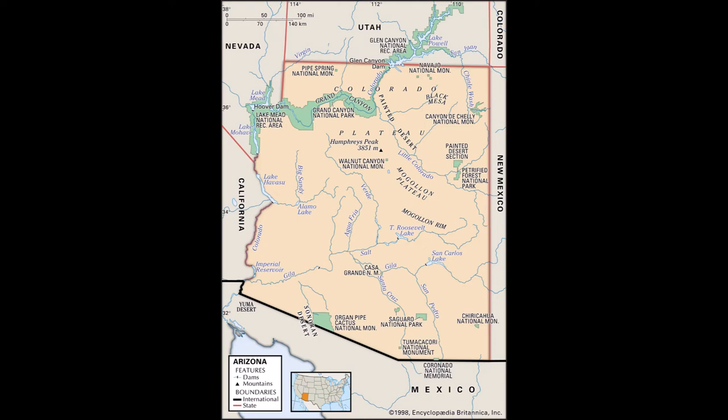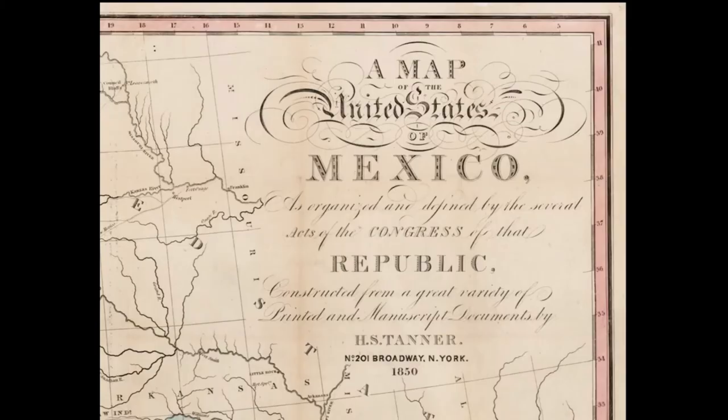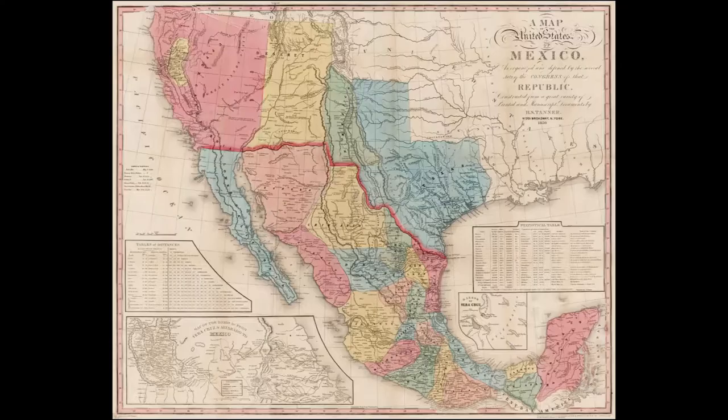Hi everyone. I don't like my videos super long, so this will probably be a part two from the previous video. What I want to do is compare the waterways of today's Arizona to a map of Mexico from 1850, which includes Arizona and California. And here's the map in its entirety.